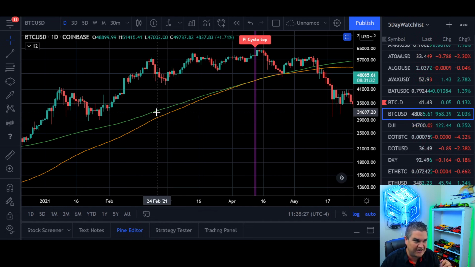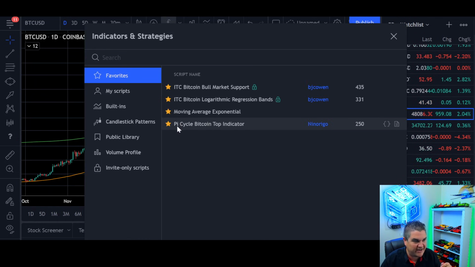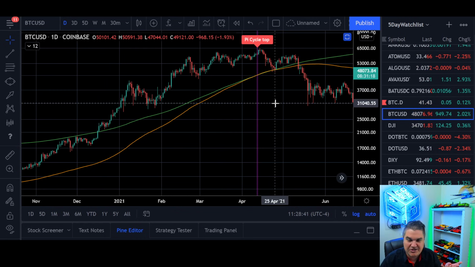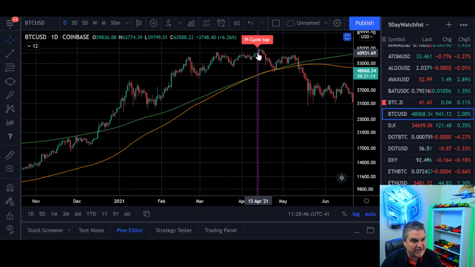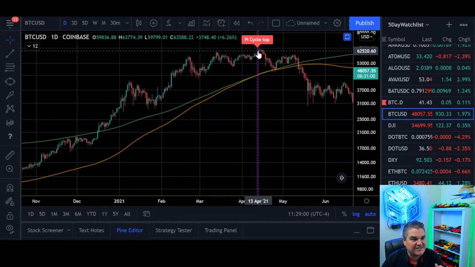111 orange, 350 green. If you want to set this up, you just go to TradingView, hit your FX thing, and type in Pi Cycle Top Indicator, just like that, and find the one by this guy. Works well. It should pop right up. You want to use this on the daily chart because these are the daily moving averages. And historically speaking, the last time it predicted the top within a few days, right? The top flashed right here at about 60K on April 12th, and then there's our 64K top 2 days later.